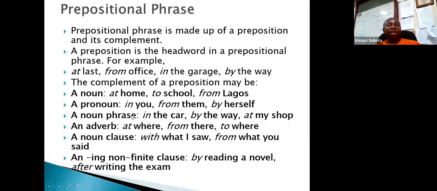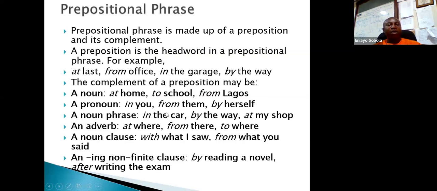And beyond that, we can have a noun phrase functioning as complement in the prepositional phrase. For example, in the car. In is a preposition, which is the head word, while the car is a noun phrase. And that noun phrase complements the preposition in order to create the prepositional phrase in the car. By the way. By also is a preposition, while the way is a noun phrase, complemented by by in order to form the prepositional phrase by the way.